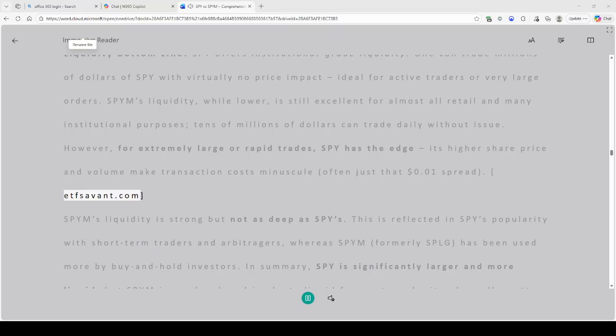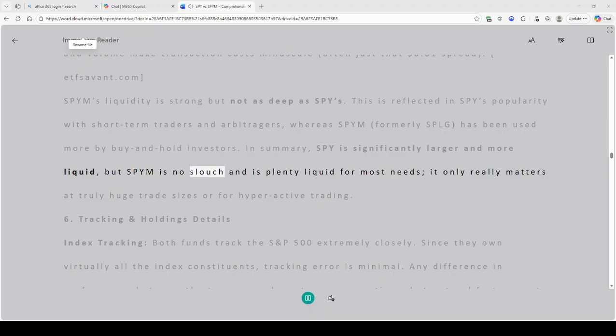SPYM's liquidity is strong but not as deep as SPY's. This is reflected in SPY's popularity with short-term traders and arbitrageurs, whereas SPYM, formerly SPLG, has been used more by buy-and-hold investors. In summary, SPY is significantly larger and more liquid, but SPYM is no slouch and is plenty liquid for most needs. It only really matters at truly huge trade sizes or for hyperactive trading.